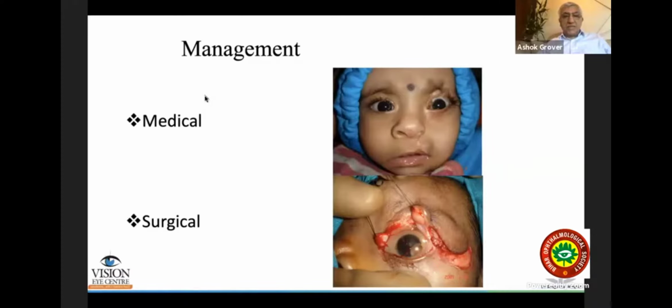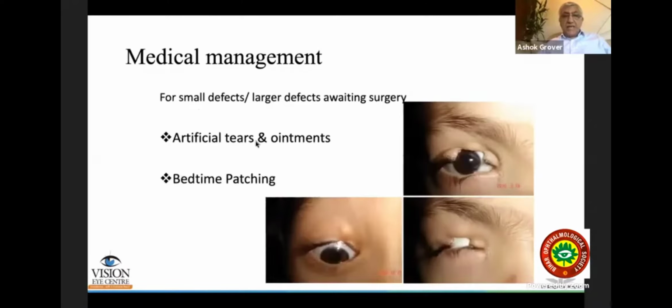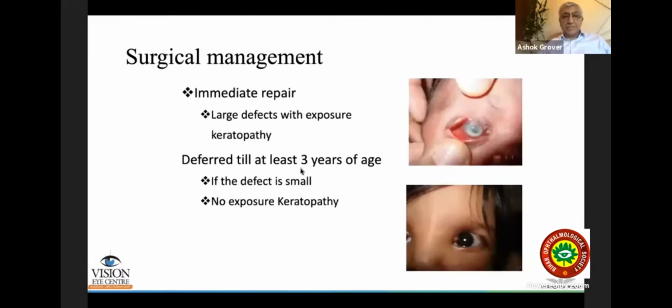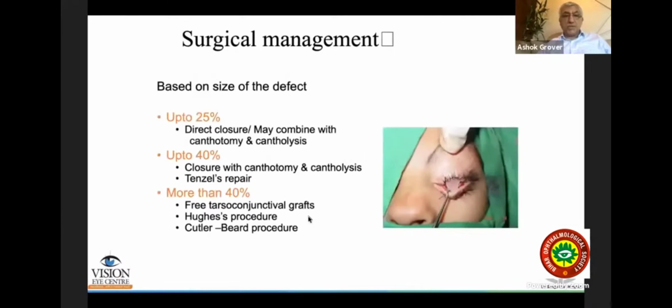Management depends on whether exposure keratopathy is present at birth. A conservative medical management may be carried out for small defects or larger defects till we undergo surgery. Immediate repair is taken up in those with large defects with exposure keratopathy. In others, we prefer to wait till the age of about 3 years for the tissues to be more mature. Surgical management is based on the size of the defect, varying from direct closure to canthotomy, cantholysis, Tenzel's repair, or free grafts of tarsoconjunctiva and lid sharing procedures.